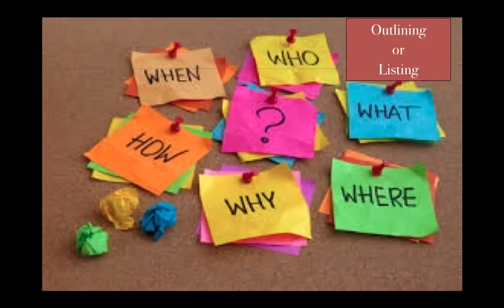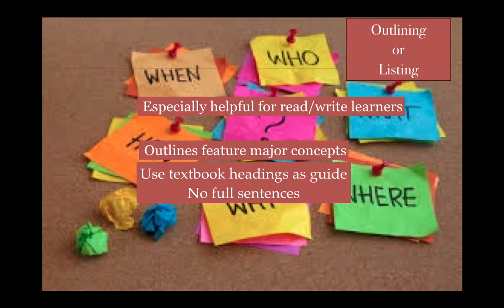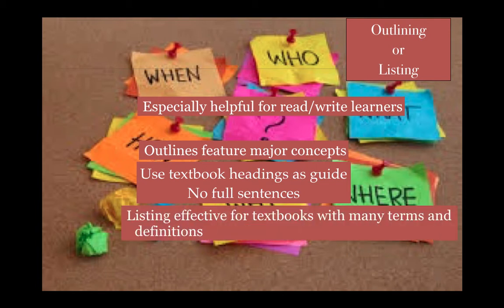So outlining or listing, this is another way that you can work with your book. I love these different stickies: when, who, what, where, why, how, and then in the middle, the question. Outlining or listing is especially helpful for the read-write learners. And again, in outlines, and the same thing with mapping, feature the major concepts. What did I say earlier? Use the textbook headings as guides. Don't use full sentences when you're outlining or listing.